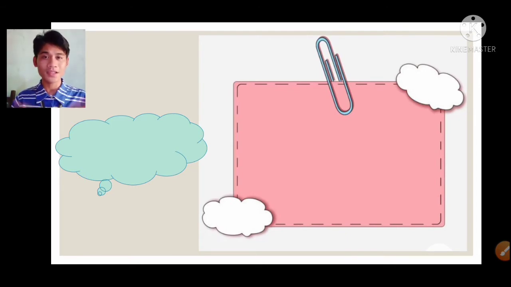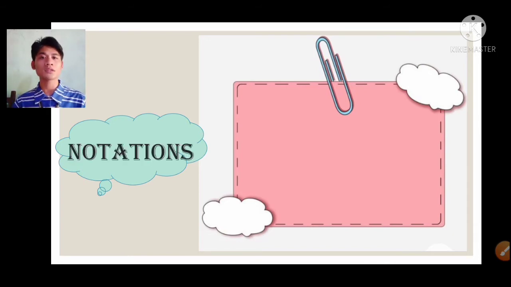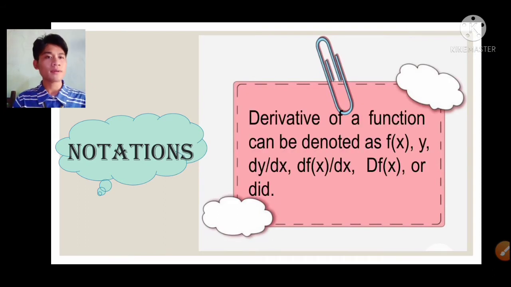So without further ado, let's get started with this video by knowing the notations we can use to denote the derivative of the given equation. First, the derivative of a function can be denoted as f'(x), y prime, dy over dx, dy with respect to dx, d/dx of f(x), or capital D f(x).